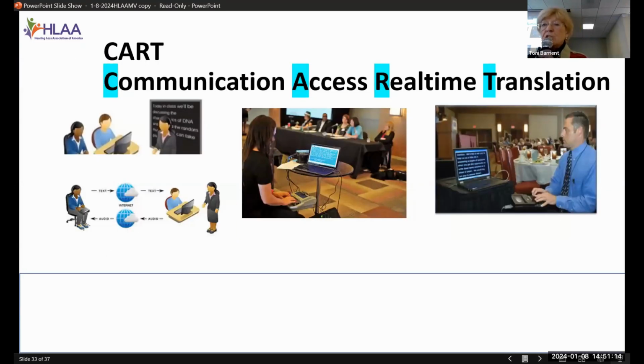CART, Communication Access Real-Time Translation. That's what you're getting right now. You have a live person sitting at a machine that's similar to a court reporting machine and is providing captions in real time. And that's what they use in courtrooms. Every time you see a court reporter who is captioning.